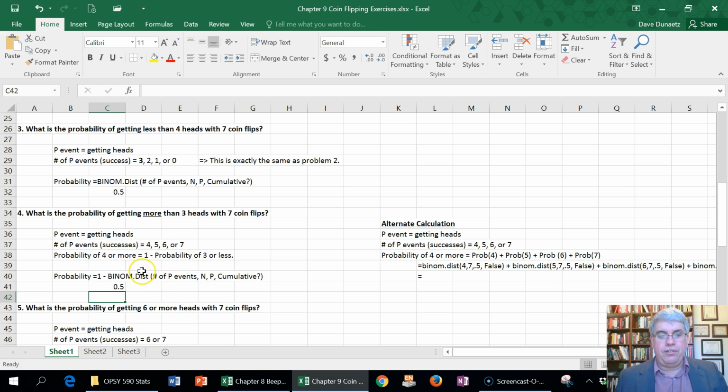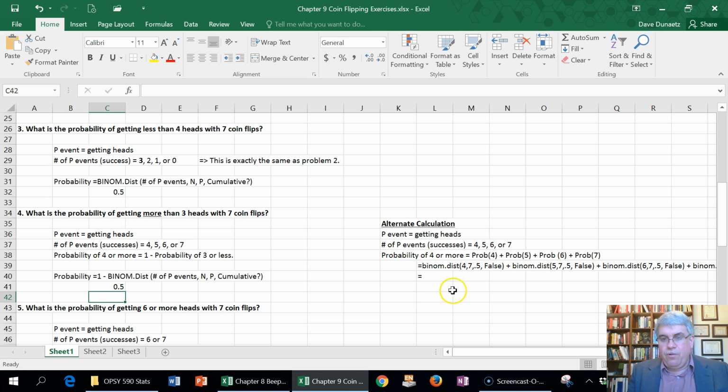Now, I want to show you an alternative way of doing this one. Here we had to do 1 minus, so you had to think about left side, right side. Another way that we could have done this, what's the probability of getting more than 3 heads? The number of P events that we're interested in is 4, 5, 6, or 7. So the probability of getting 4 or more heads would be the probability of 4 plus the probability of 5 plus the probability of 6 plus the probability of 7, and just add those 4 possibilities up. We can do that with binomial distributions. Add the probabilities up because they're mutually exclusive. They don't interfere with each other.